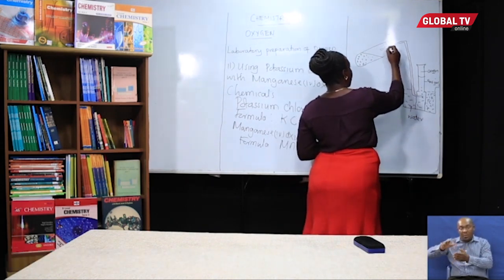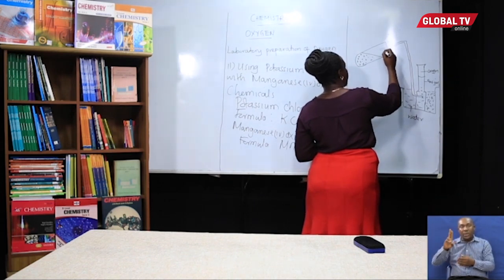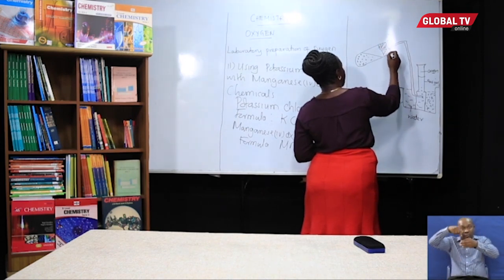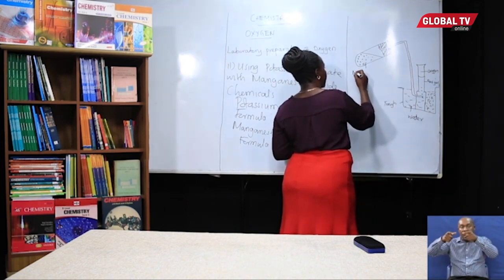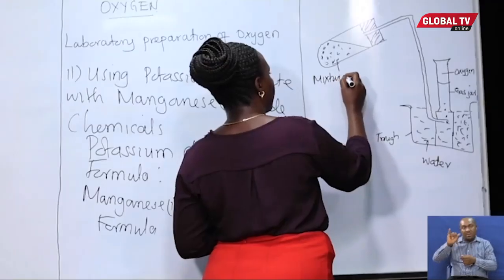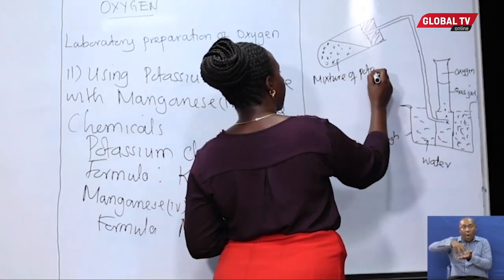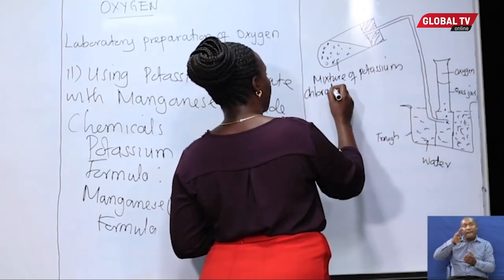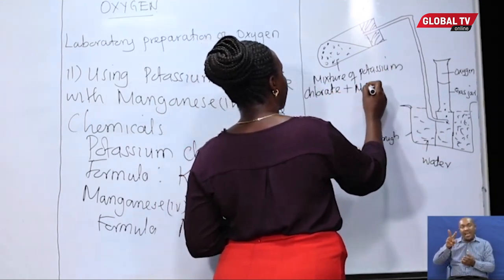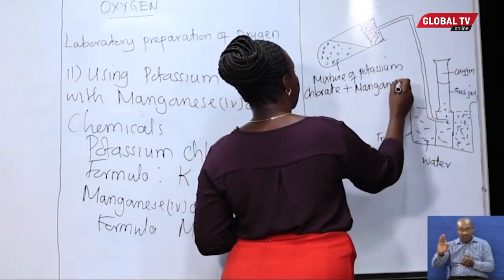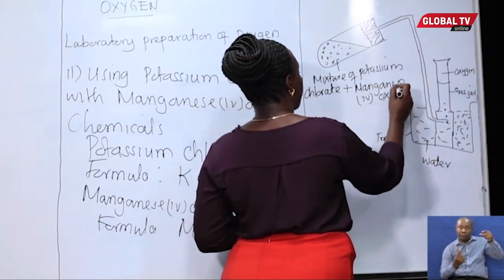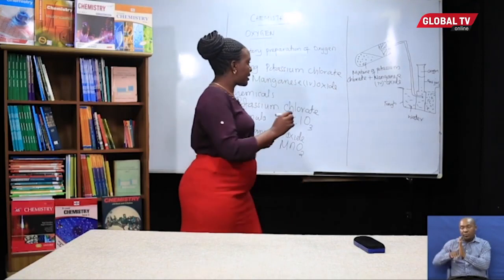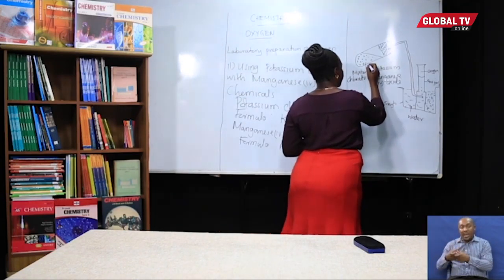Within the boiling tube, we insert a delivery tube. And then this is a mixture of potassium chlorate and manganese 4 oxide. They are mixed together. So when these two chemicals react, manganese 4 oxide will assist the decomposition, but don't forget the heat.